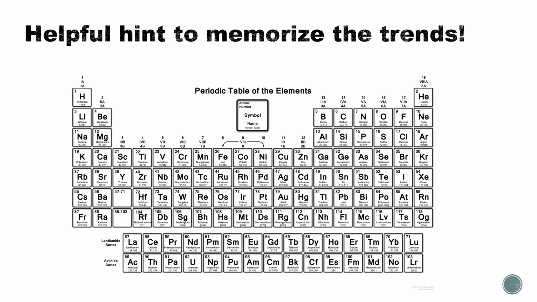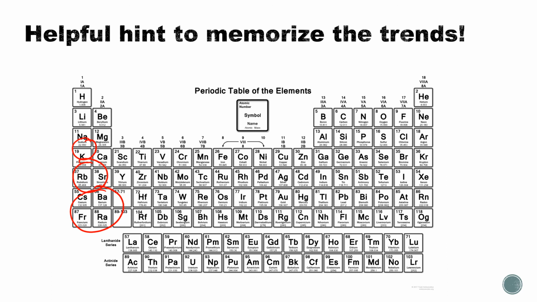So the last thing we're going to do in this video is go through a helpful hint to try and memorize some of the trends on the periodic table. So the first thing would be to draw a snowman. And I know this sounds silly, but just bear with me. So we're going to draw a snowman, and the base of our snowman is going to end in the bottom left-hand corner of the periodic table.